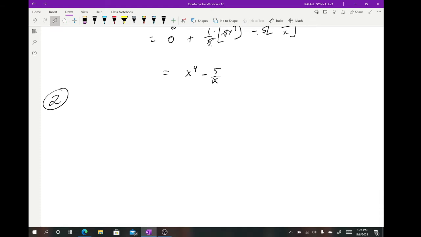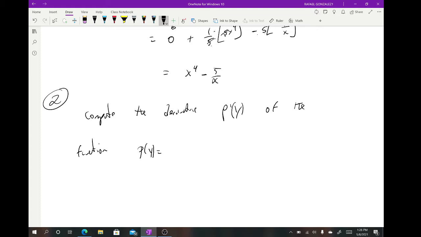Number 2 is to compute the derivative p prime of y of a function p of y is equal to 2y plus 3 divided by 7y plus 5.